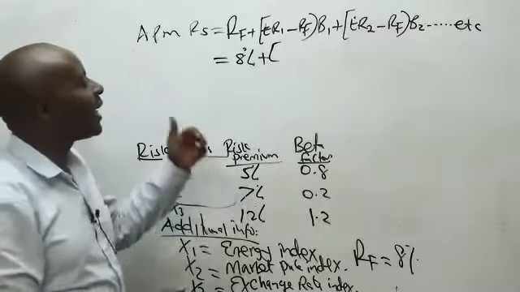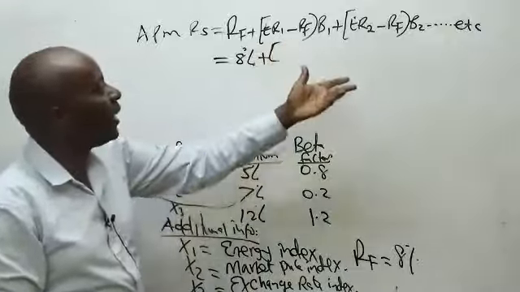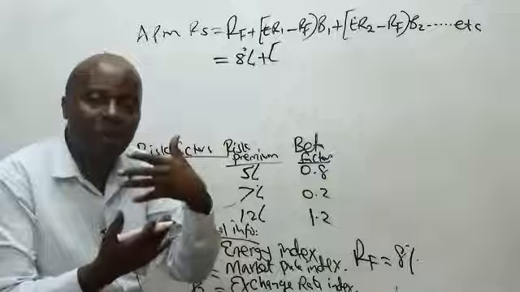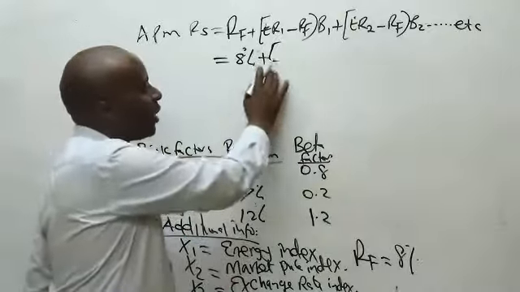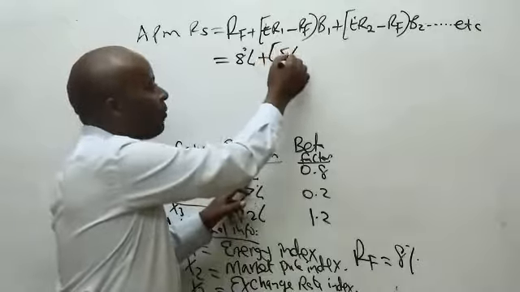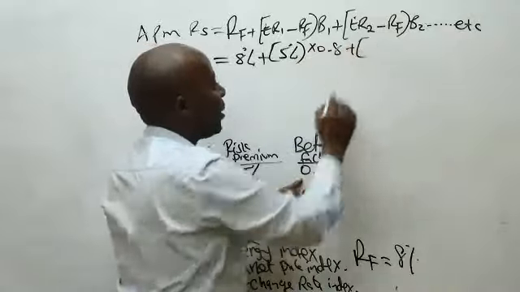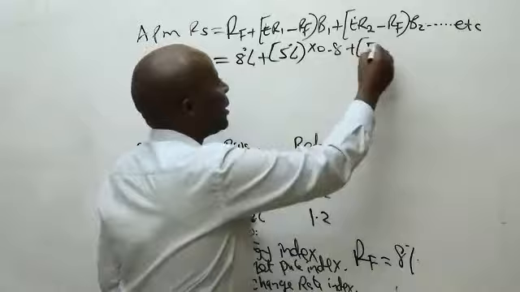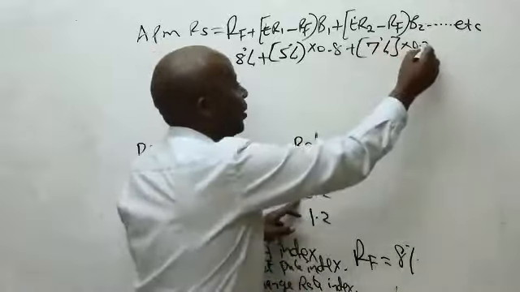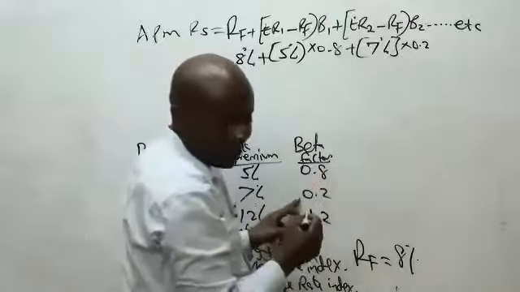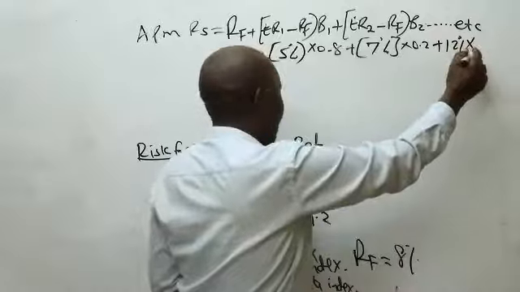They have given us again the premium. I always get students who take this 5% minus again 8. No, when it's premium, it means over and above. So this one here will be 8% plus, for factor 1, 5% multiplied by beta 1, which is 0.8, plus factor 2 whose premium is 7% multiplied by beta 2, which is 0.2, plus 12% times 1.2.